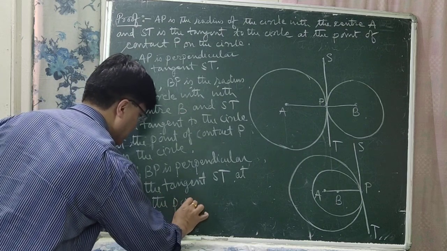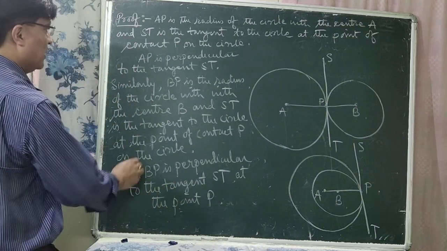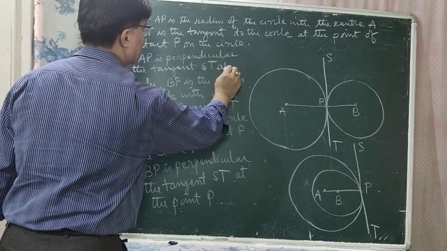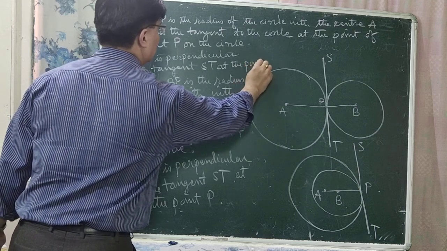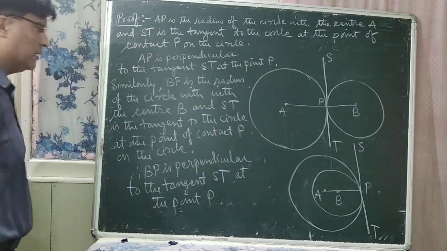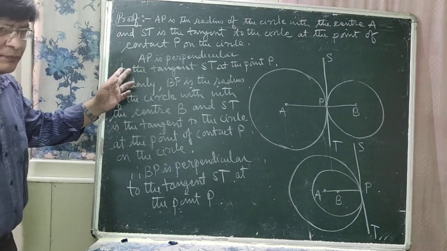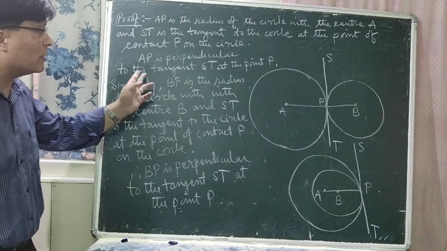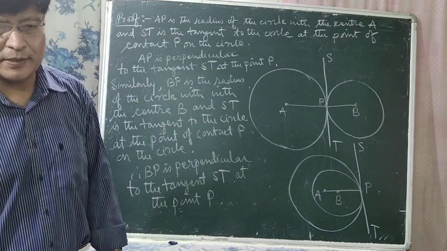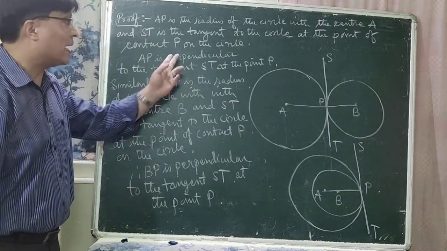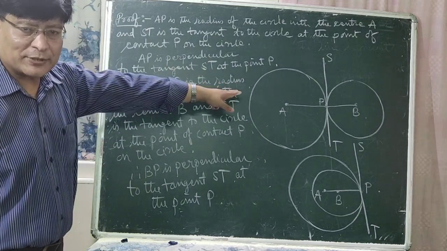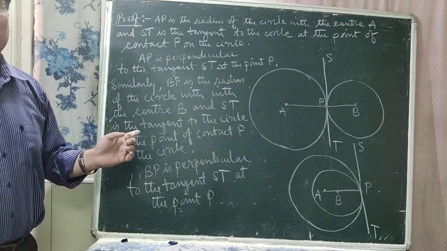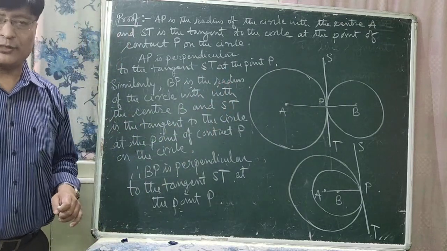Here also you can write AP is perpendicular to the tangent ST at the point P. Okay. Now both the straight lines AP and BP are perpendicular to the same tangent ST. If AP and BP are perpendicular to the same straight line ST, that means what can you write? AP and BP lie on the same straight line.